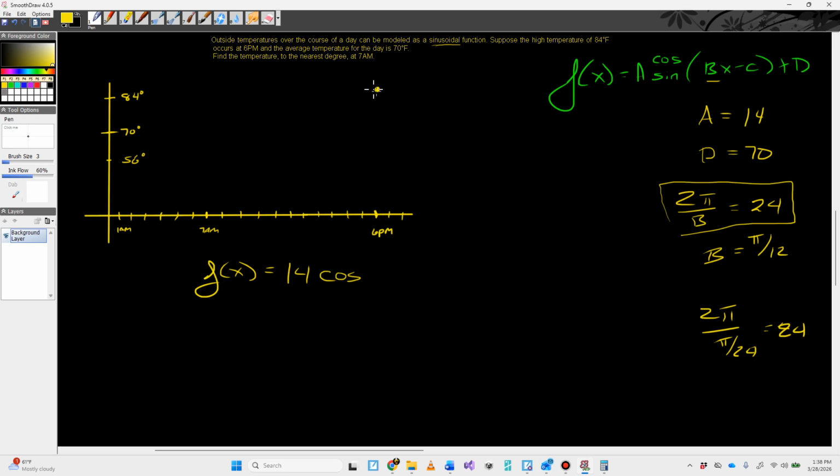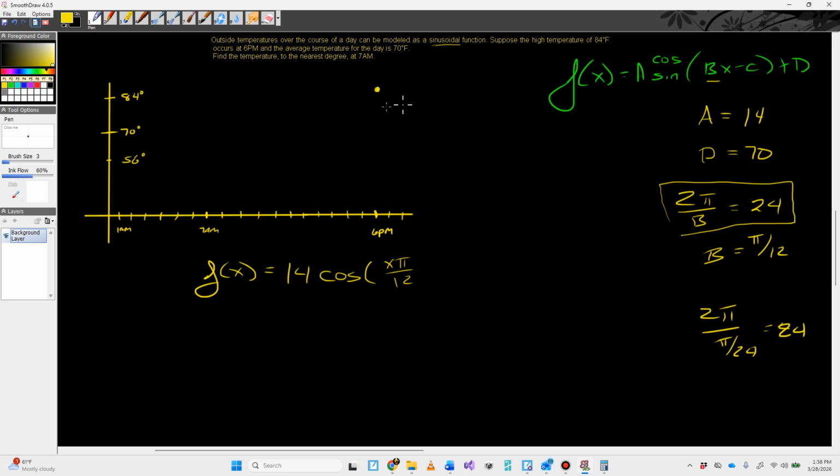So the fact that I'm starting up here on a max to draw my cosine graph, and to draw by one period, starting up here at the max, that means that it's a cosine function, and it's a positive cosine function. I'm starting at the max. I know what my period is. It's pi over 12 times x, so x times pi over 12.